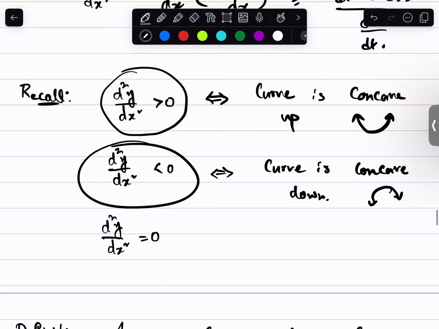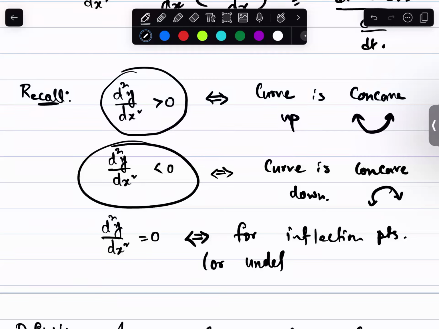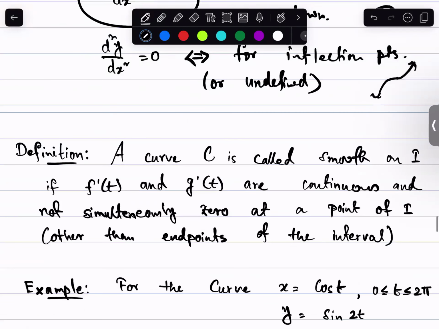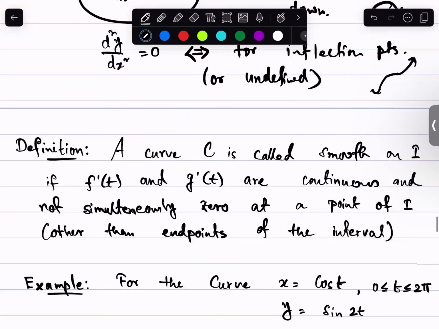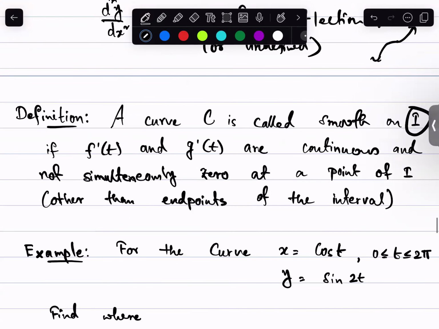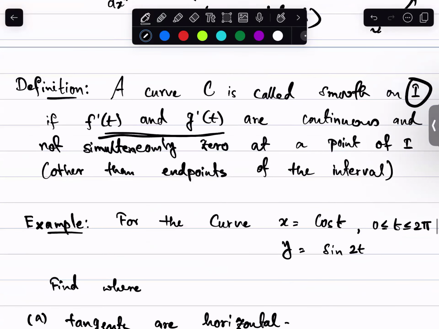And when the second derivative vanishes, this will be having inflection points, okay? Or it might be undefined. Okay, this is sort of what standard inflection points look like. Okay, next is a definition. A curve is called smooth on I, where I is an interval, if both the derivatives are continuous and not simultaneously 0 at any point of I, the endpoints are excluded, obviously.